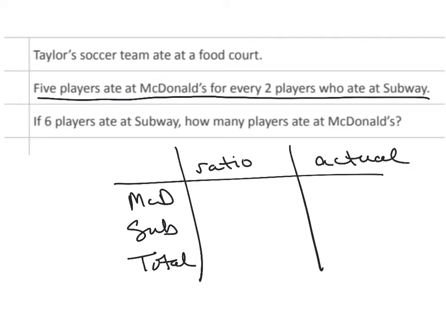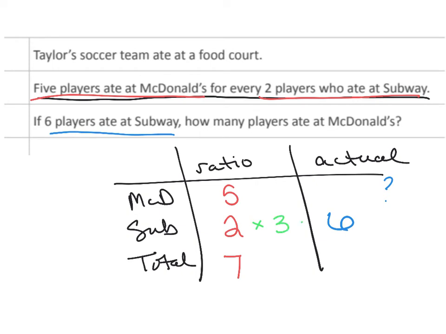Notice, none of my tables are super perfect. They're all kind of sloppy, but it still works. So let's fill in the ratio. 5 players ate at McDonald's for every 2 players who ate at Subway, which gives us a total of 7. But now let's look for the actual. If 6 players ate at Subway, the question is how many ate at McDonald's? So let's do the math.